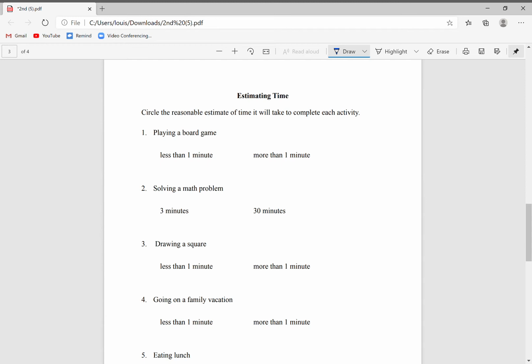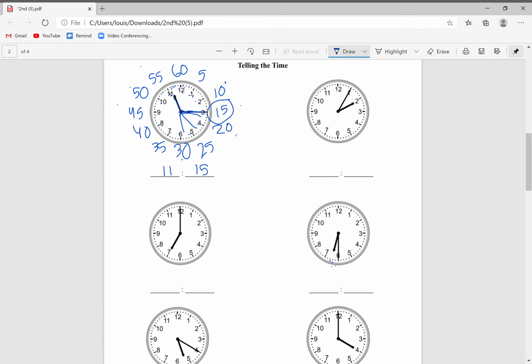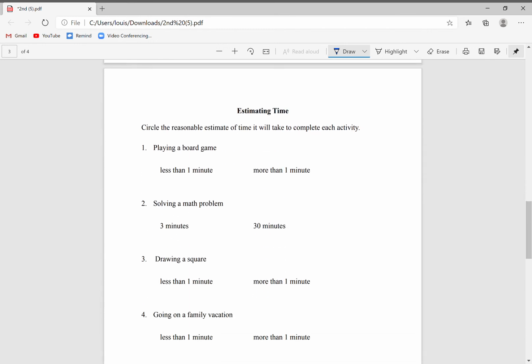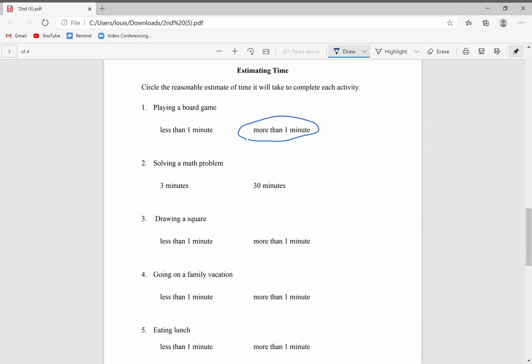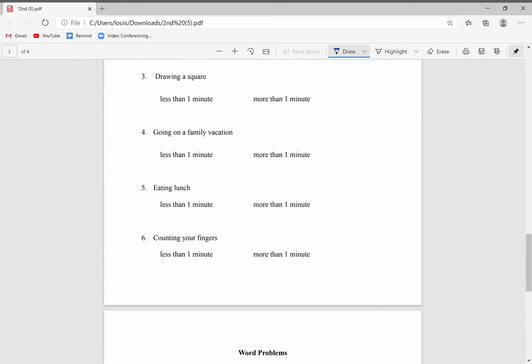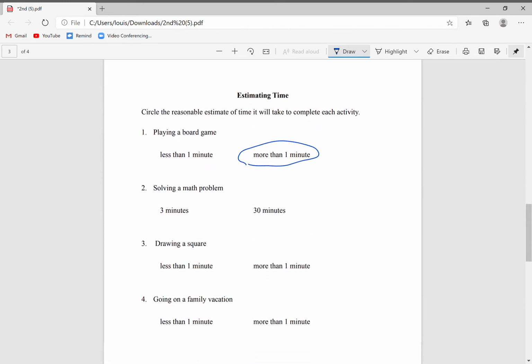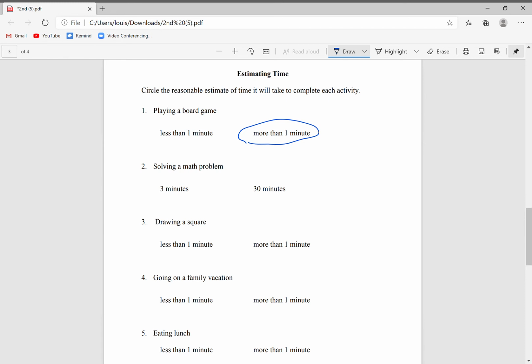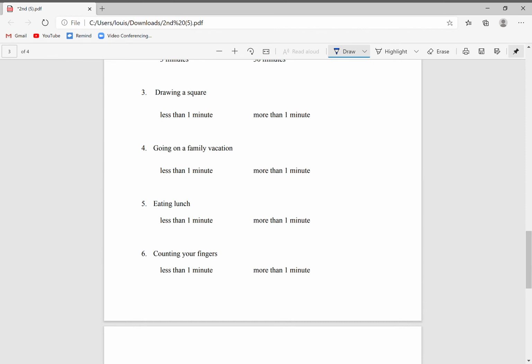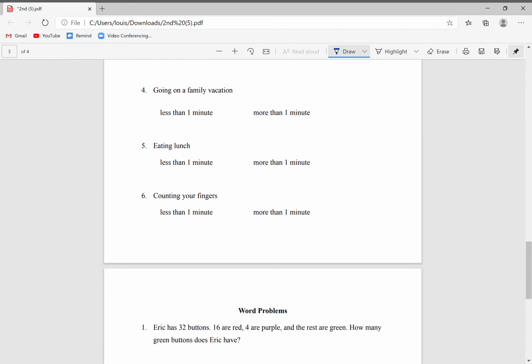A minute is equal to 60 seconds, and compared to an hour, a minute goes by much faster. So for playing a board game, that would be more than a minute. When taking a look at the rest of these problems, think to yourself, how long would it take you to do it? When you mean less than a minute, could you do it in, let's say, 10 seconds, 20 seconds? And when asking more than a minute, ask yourself, will this take me more than 5 minutes, 10 minutes, and so on?